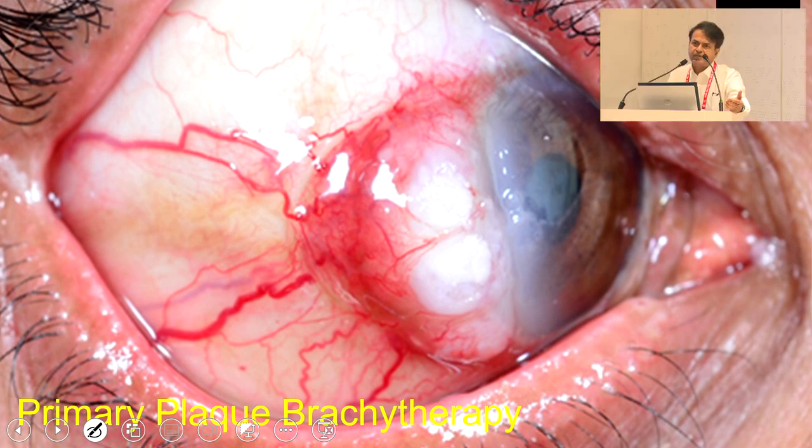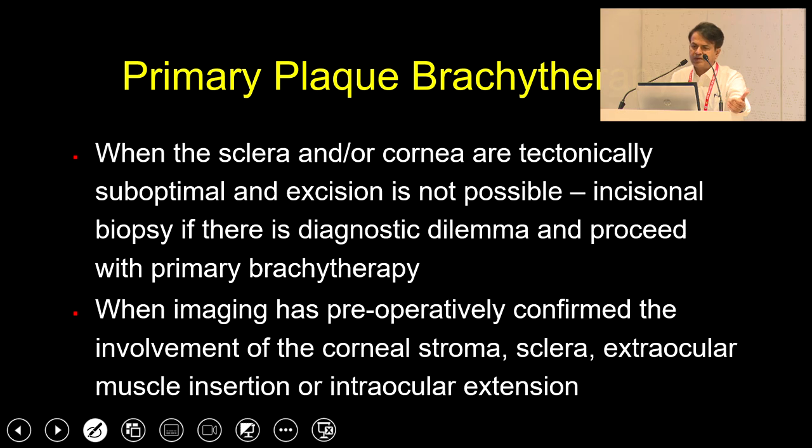Primary plaque brachytherapy is when you don't excise the tumor completely, such as in this patient where there is corneal stromal melt and scleral melt. If you try to excise, you'll be interfering with the tectonic integrity of the eye. This gaping hole in the sclera is impossible to repair. So here you do a small biopsy at a safe zone, confirm the diagnosis if you have any diagnostic dilemma at all, and then do brachytherapy right on top of the tumor. This is one situation of doing plaque brachytherapy.